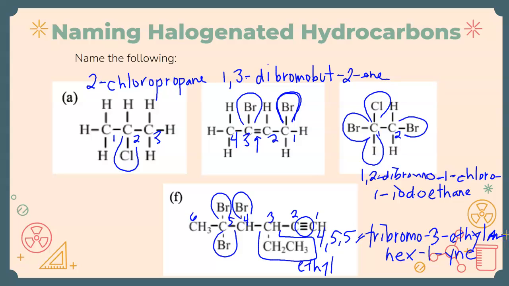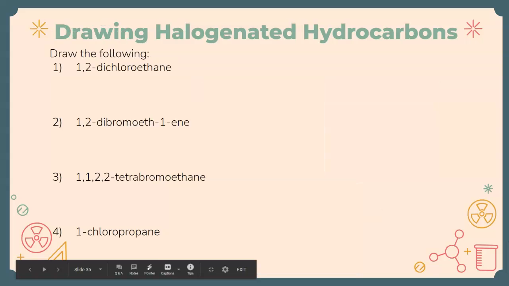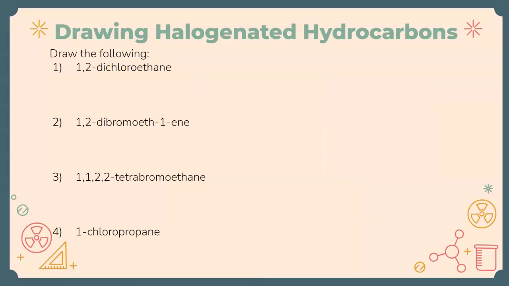It would just be ethyl straight to hex, the hex part of the word. So that is how I would do some examples for halogenated hydrocarbons. Now I want to know how to draw my halogenated hydrocarbons as well. So what I would do for this is the exact same thing as what I was doing for my names, but this time I'm just going to draw the picture.